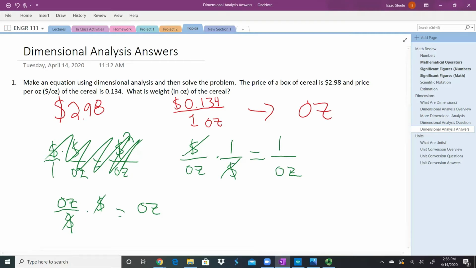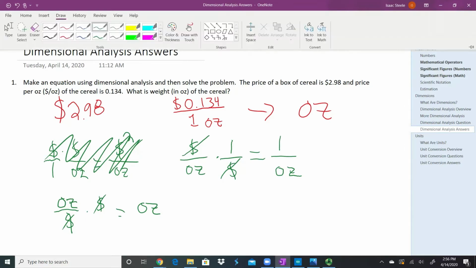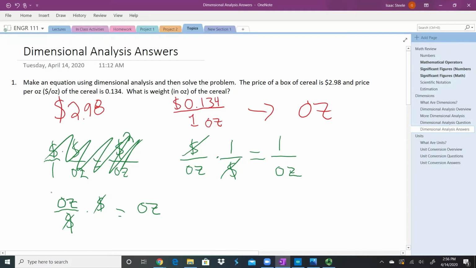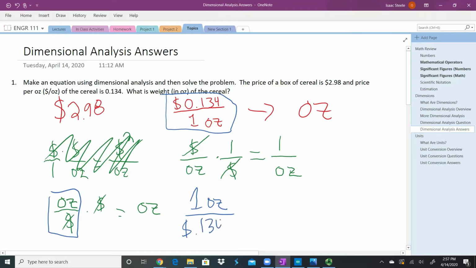So now I have an equation that works. I can now solve this if I plug in my numbers. So let's go ahead and do that. For this first piece here, it was ounce over price. I have price over ounce. So simply all I'm going to do is invert this. I'm going to put my ounces on the top, 1 ounce over $0.134, and I'm going to multiply that by my money.